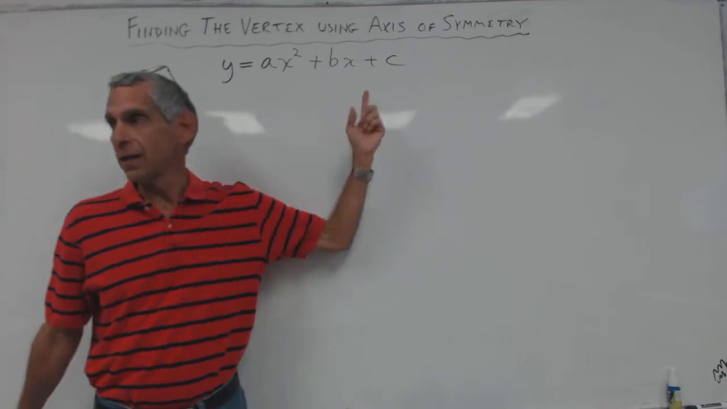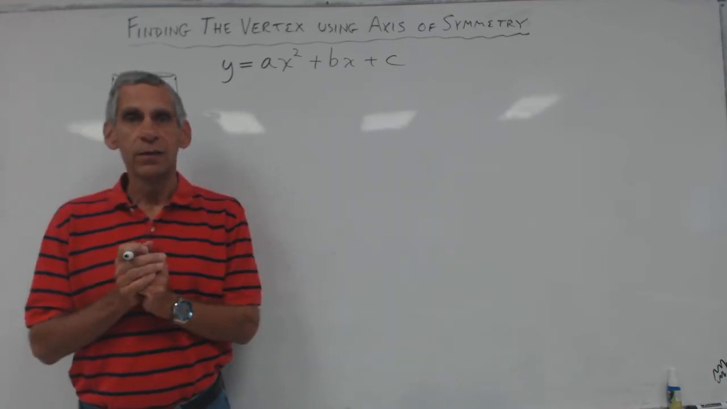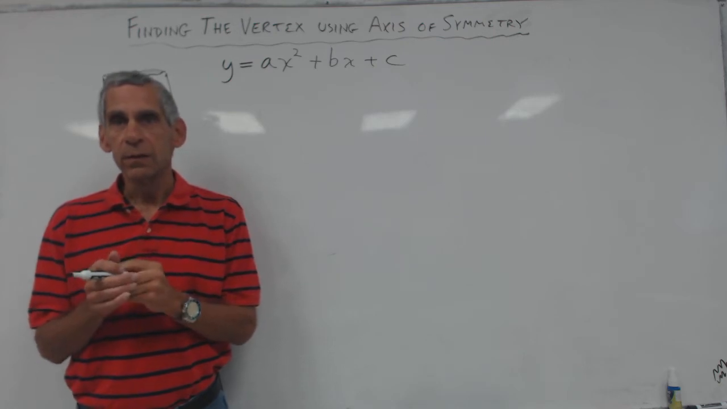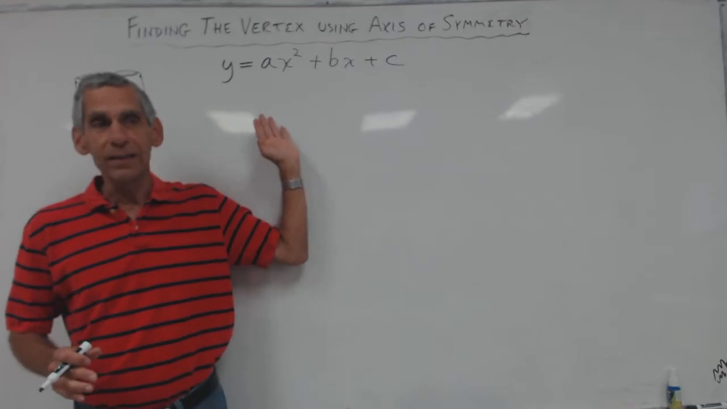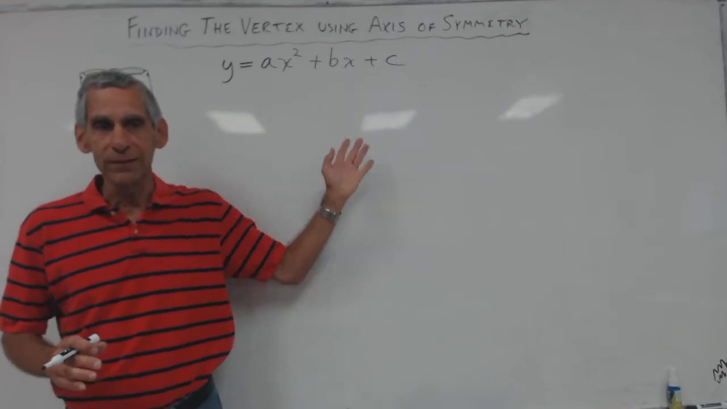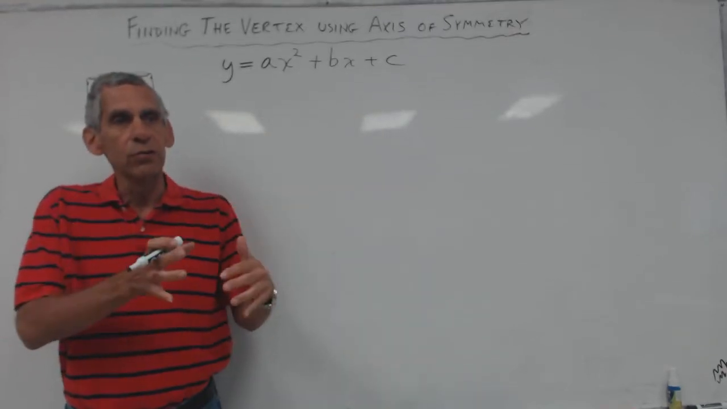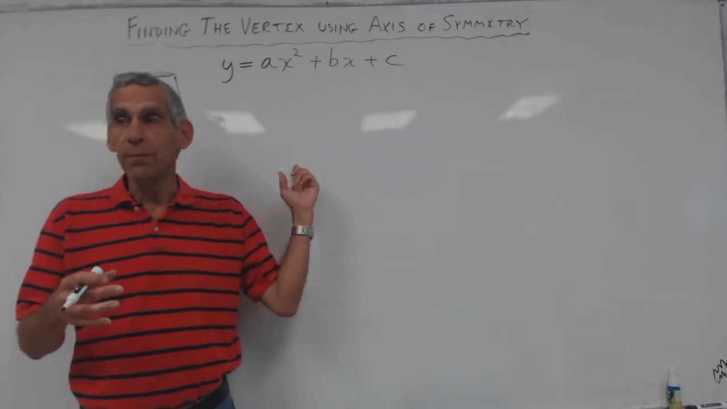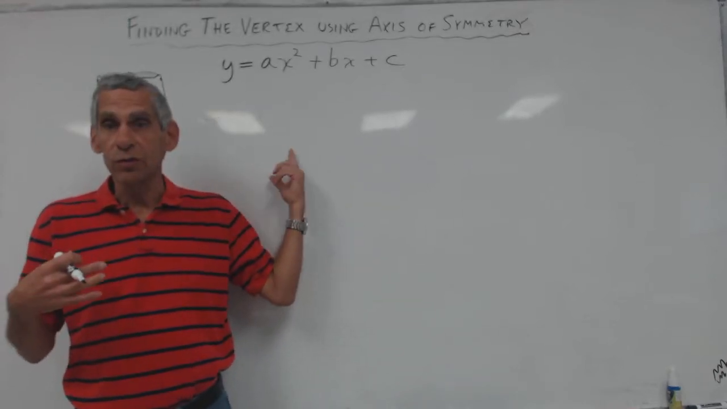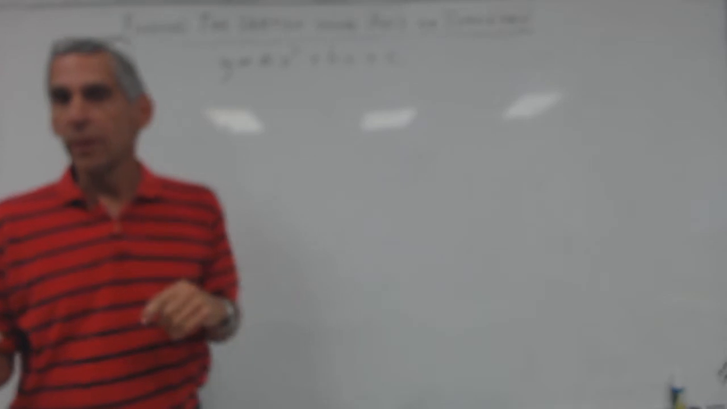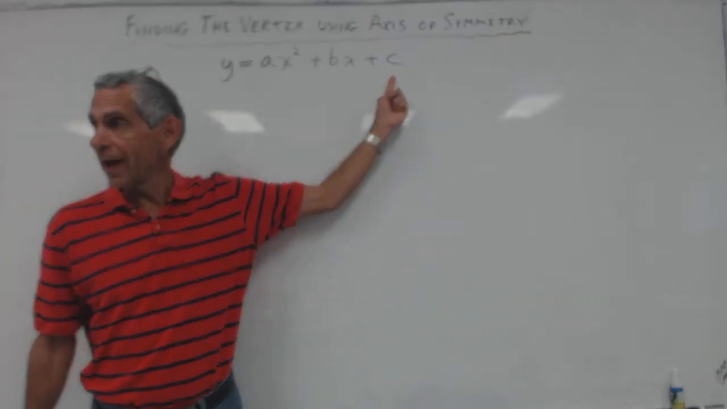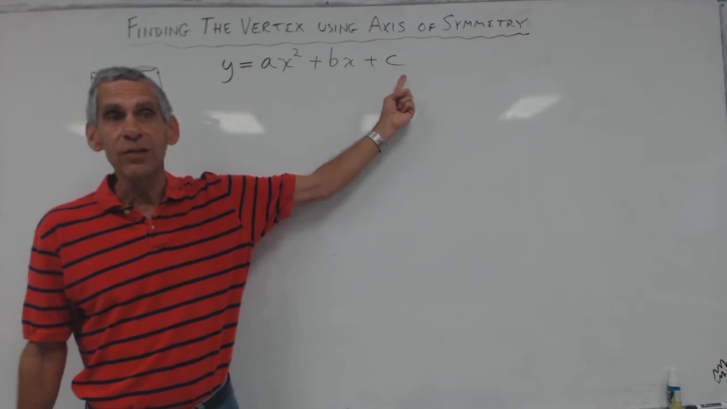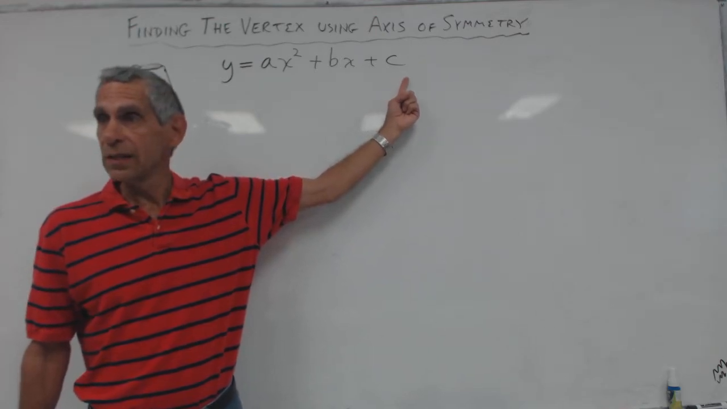Okay, what does C tell us? What does it do to the vertex? It moves it up and down, exactly. So knowing that will help you immensely as we move into word problems and start to make sense of how this is useful in real life. And the parabola crosses the y-axis at C. This is also the y-intercept, isn't it? The C is the y-intercept.